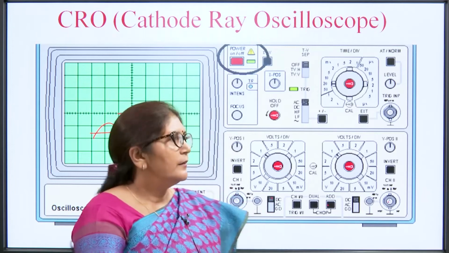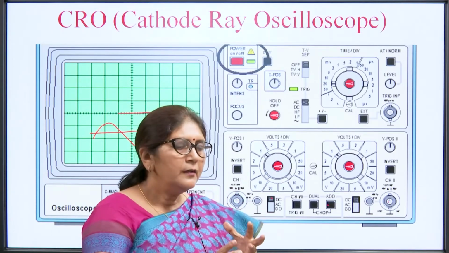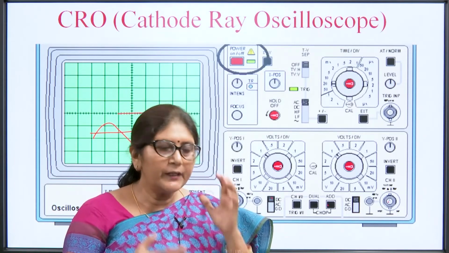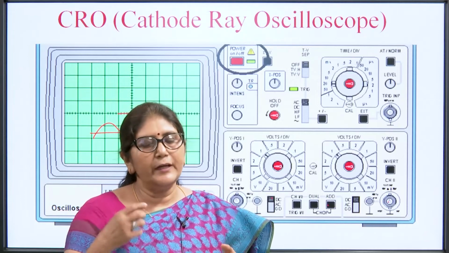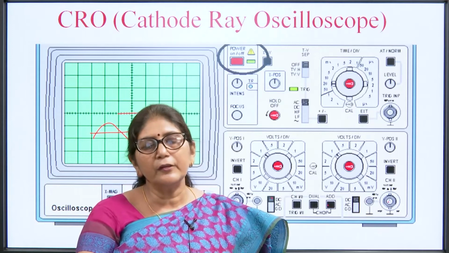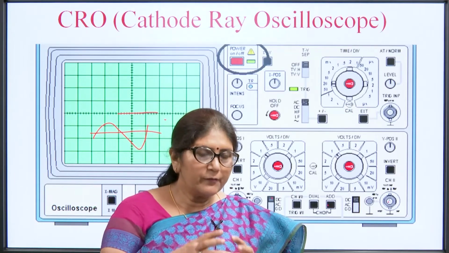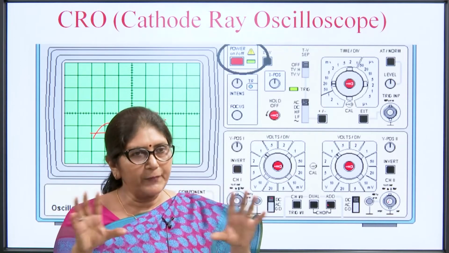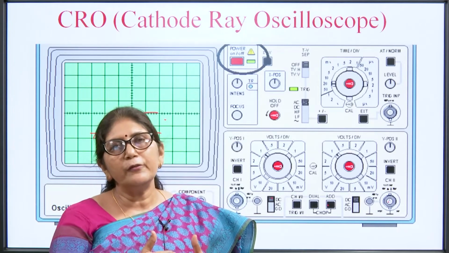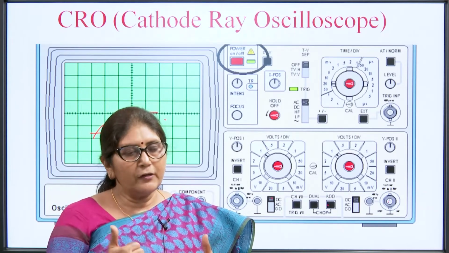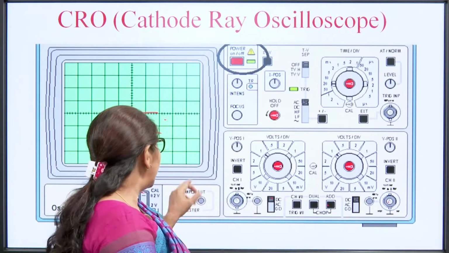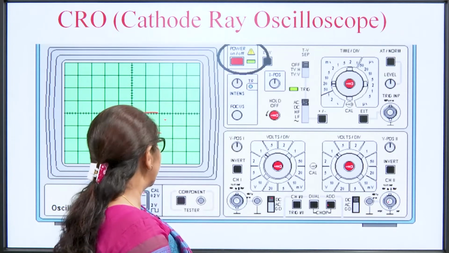Similarly, we can also see whether our component is okay or not. There are so many types of patterns given, to check whether our resistance is okay or a transistor is okay. That way we can see the patterns, and if the pattern we are getting from the CRO resembles that, that means our component is okay. If we want to test our component, then we press this component test at this position.